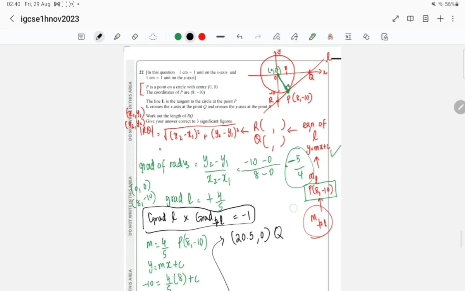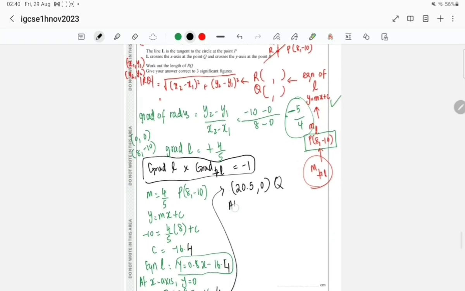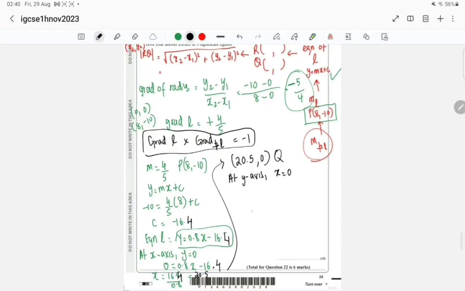Now let's find the coordinate of R, which is on the y-axis. So at the y-axis, all my x will be equal to 0. Now this is the equation of the y-axis, so replace it in the equation of L again. So y will be equal to 0.8 times 0, minus 16.4. So my y would be equal to minus 16.4. And I have the coordinates of R, which is (0, -16.4).